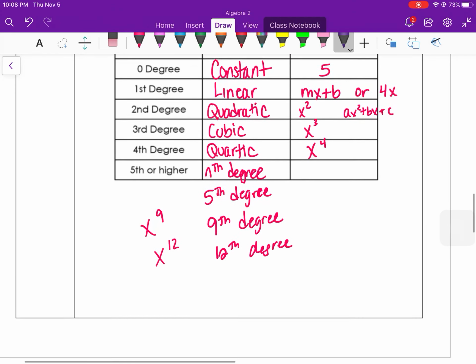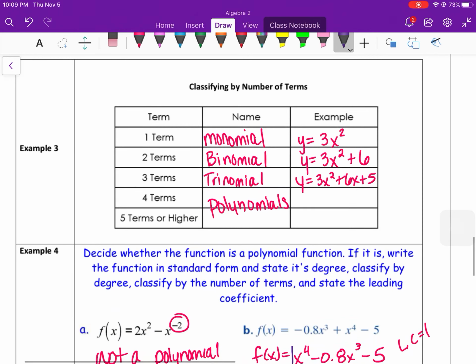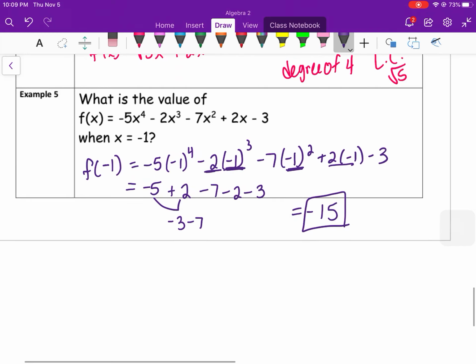So you do need to memorize the two tables that I have here, classified by degree and classified by the number of terms. So make yourself some flashcards or whatever you need to do to know the names by degree and names by number of terms.